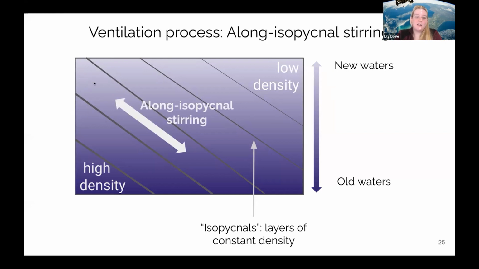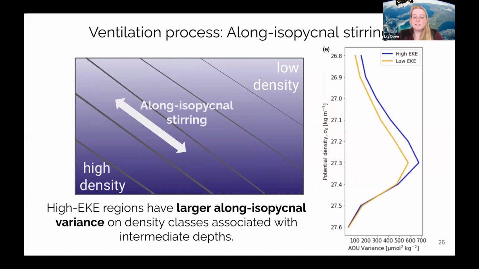So in this case, we could get low AOU waters coming from the surface stirring alongside old waters. And this is one of the processes we suggest is happening more regularly in high eddy kinetic energy regions as a result of the mesoscale eddies present. And the way we decided to look at this is using a long-isopycnal variance of AOU.